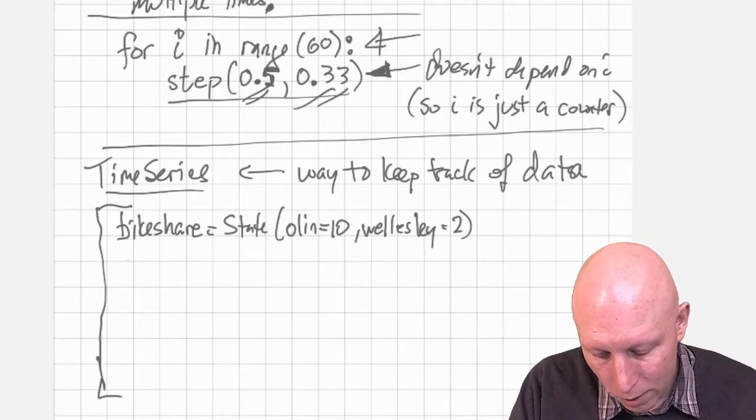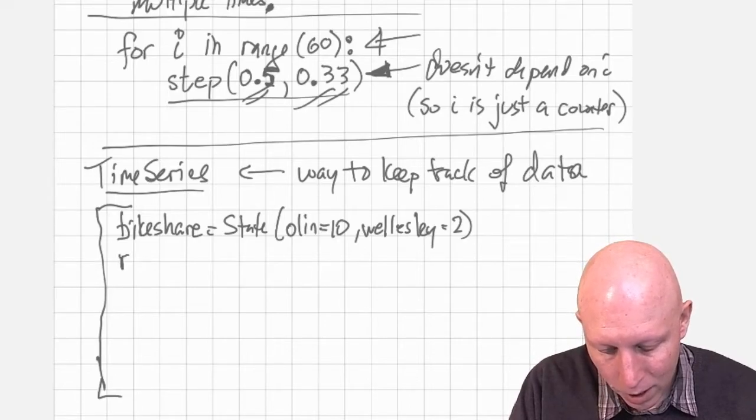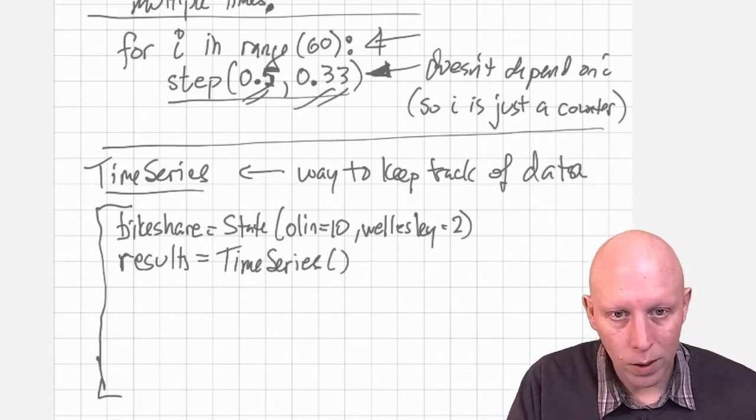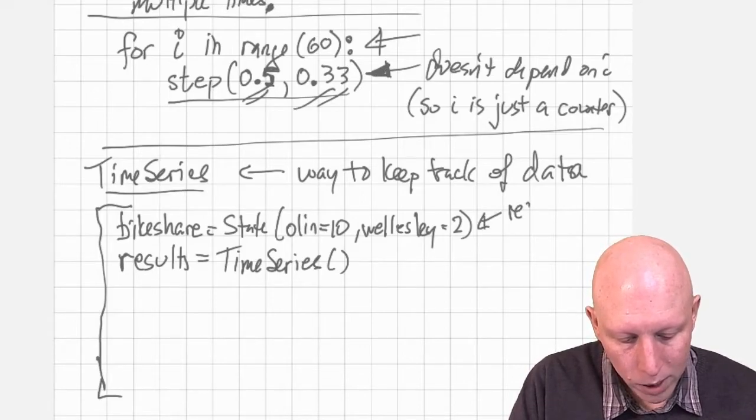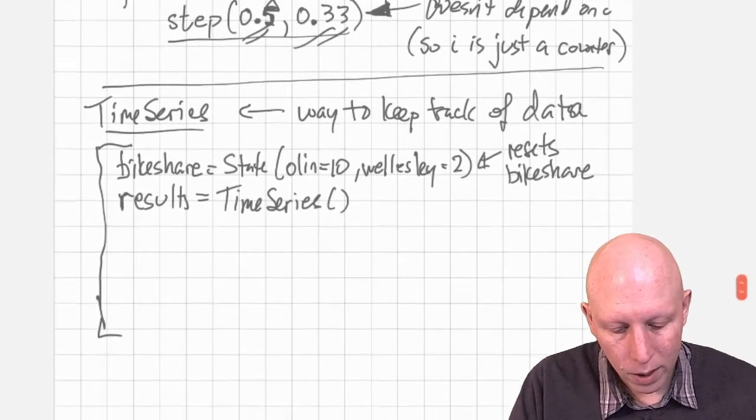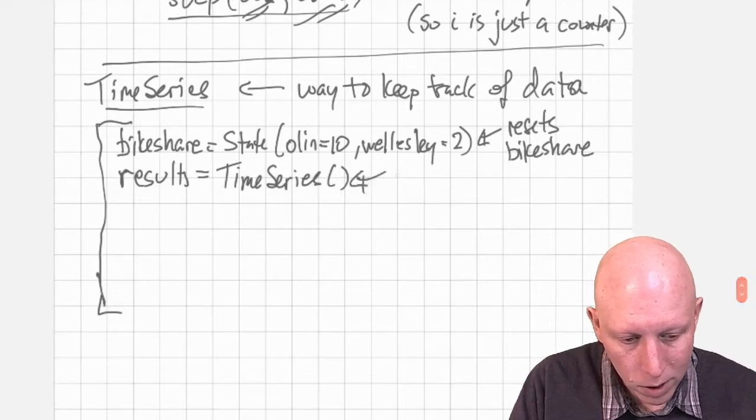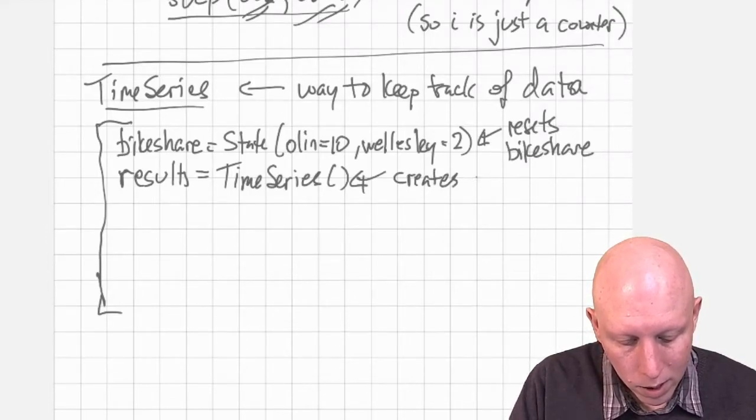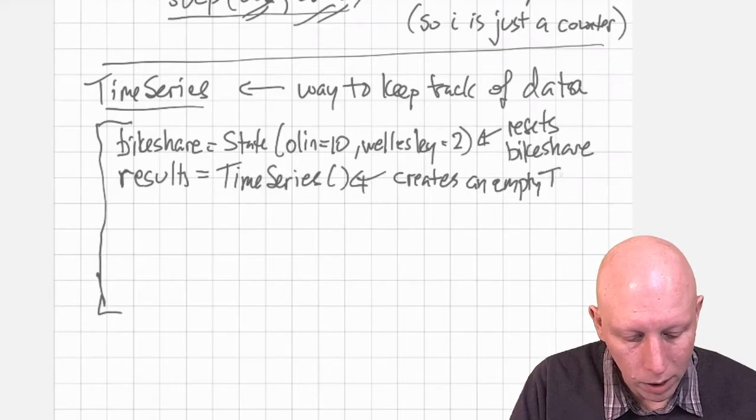All right, and now we're going to define an empty container. We're going to define results equals TimeSeries. So this first line of code resets bike share, and this second line creates an empty time series object.